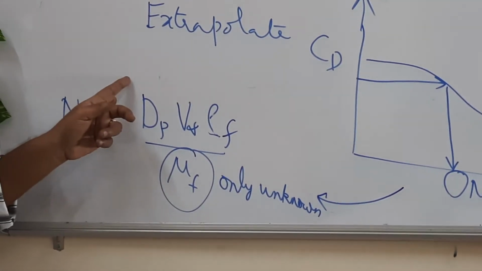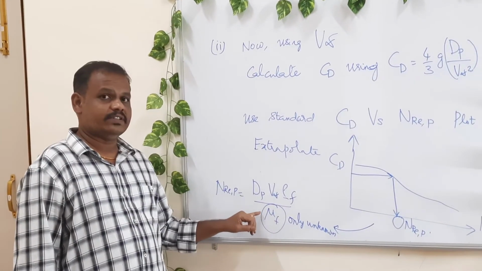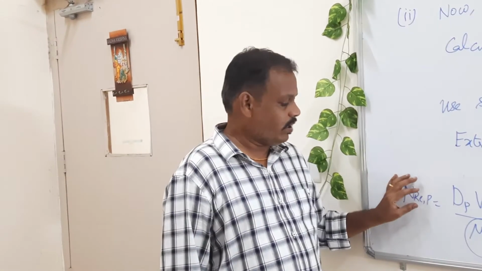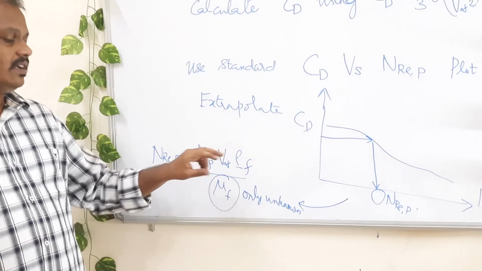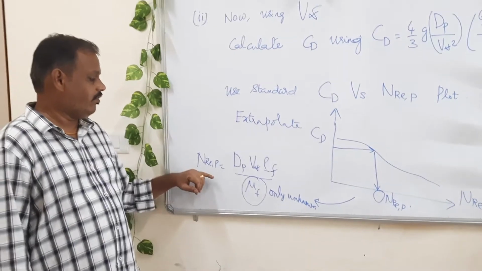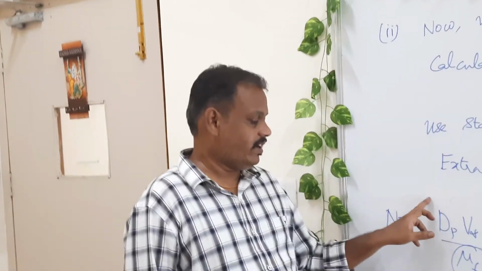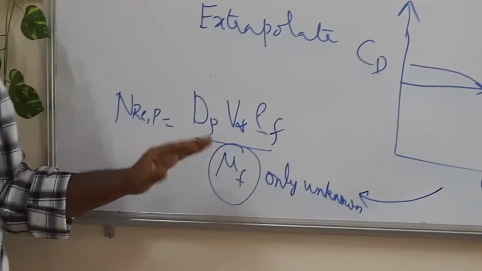dP is the diameter of the particle, V infinity is the terminal settling velocity, rho f is the density of the fluid, and mu f is the viscosity of the fluid. So if you see in this NRe, known NRe, the only unknown here is mu f, which is the viscosity of the glycerin solution. By substituting the known value of NRe from the standard CD versus NRe plot, dP from the given data, V infinity calculated from the terminal settling velocity experiment, and rho f, which is given data, the viscosity of the glycerin solution can be calculated.